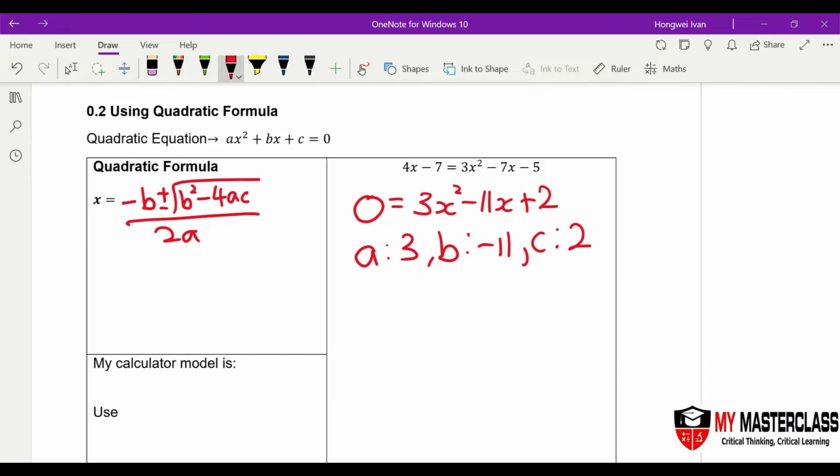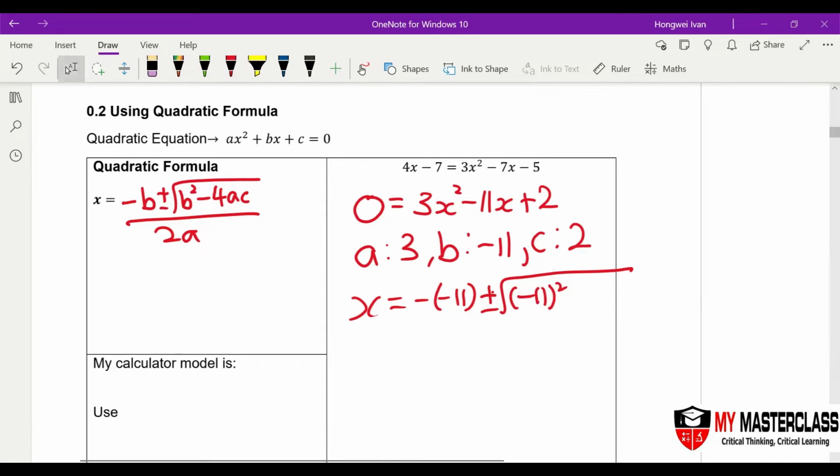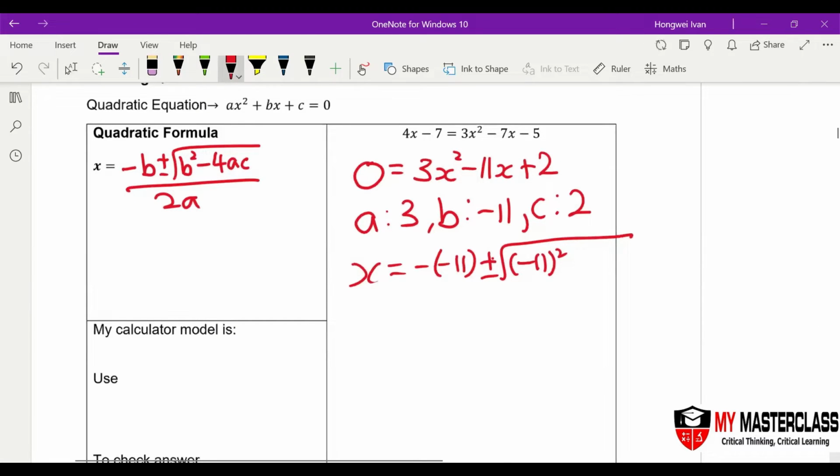Okay. The standard of presenting is x equals negative 11. If you put 11 there, it's also fine. Plus minus square root of. Now b squared you don't need to put negative 11 squared. It's actually understood to be 11 squared, because negative 11 squared and 11 squared are the same. Minus 4, a is 3, c is 2, over 2 bracket 3.